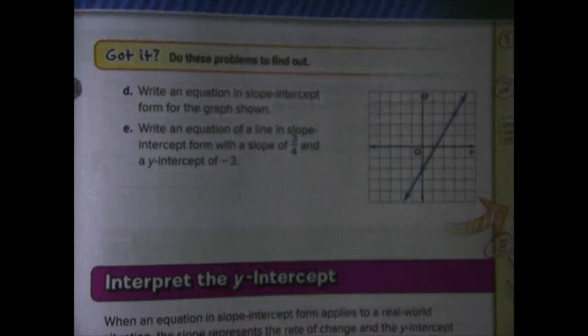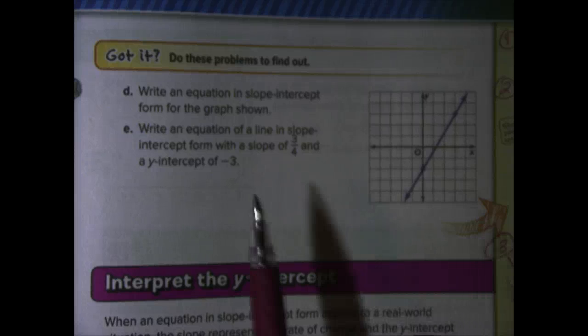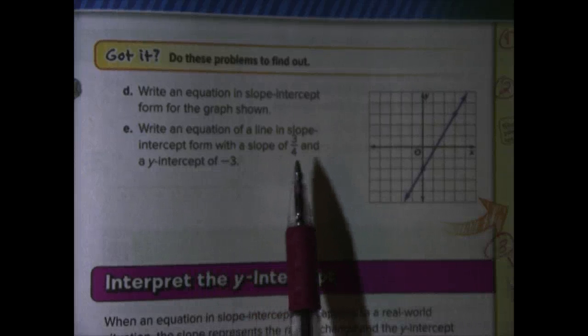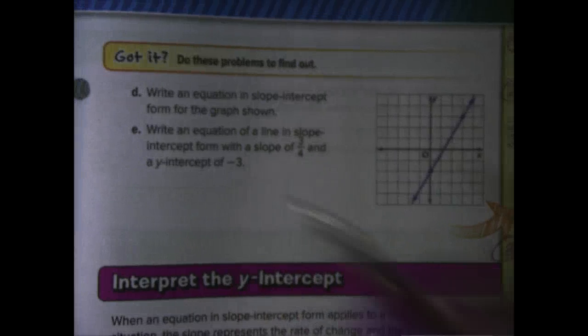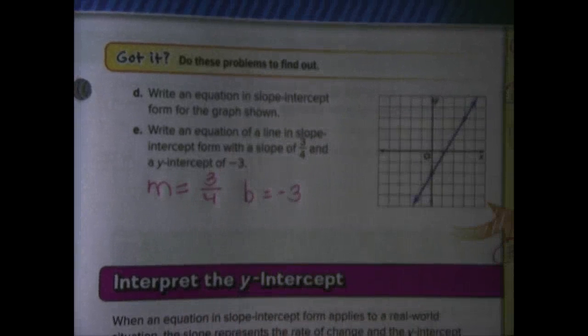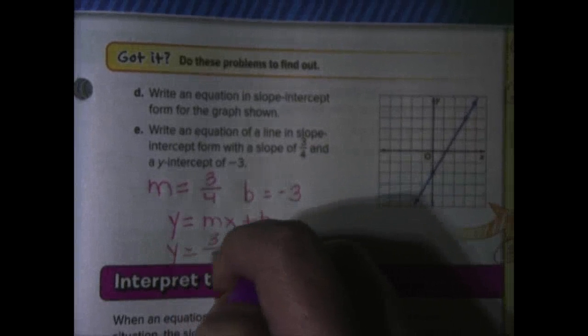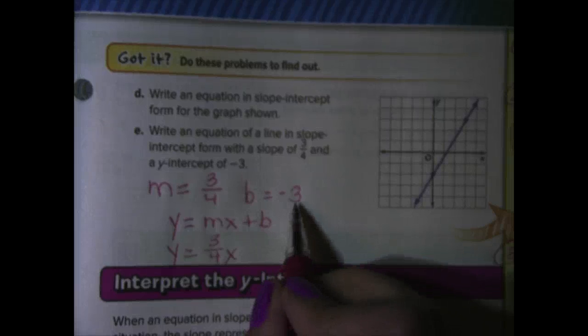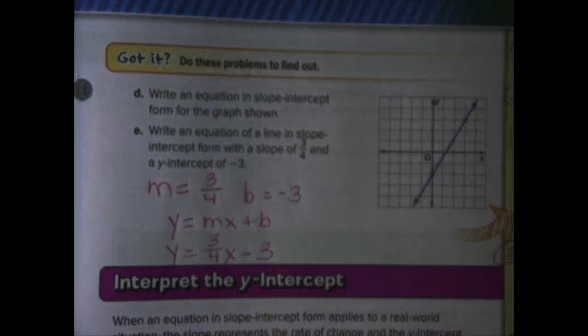So let's look at E. It says write an equation of a line in slope-intercept form with a slope of 3/4 and a y-intercept of -3. So here's our slope, 3/4, and here's our y-intercept, -3. We'll write the form of a linear equation, slope-intercept form, and fit in what we know. So y equals 3/4 x minus 3.